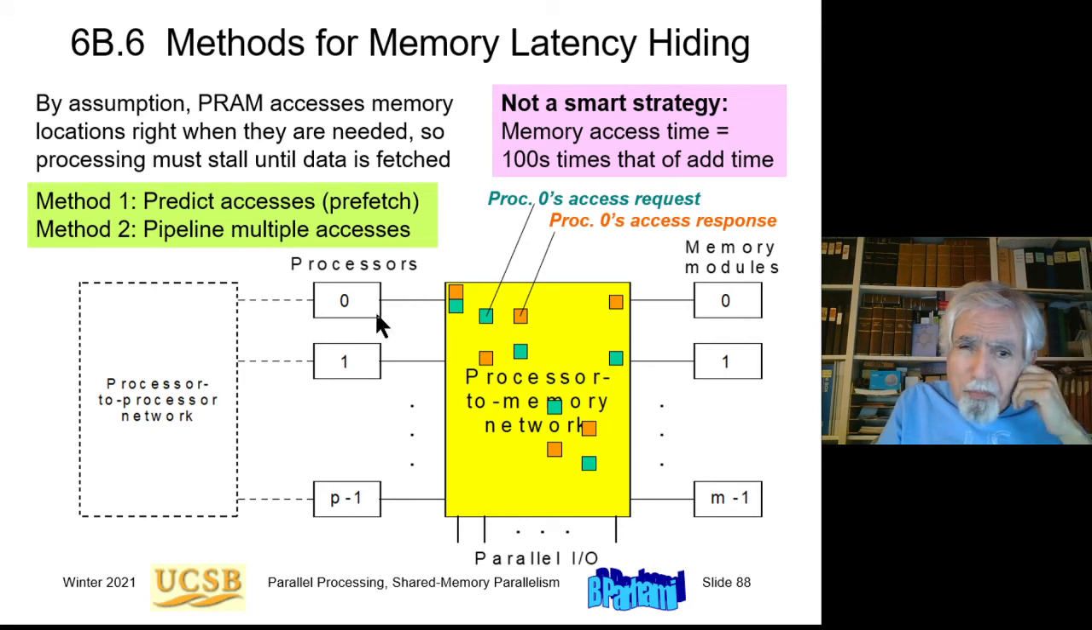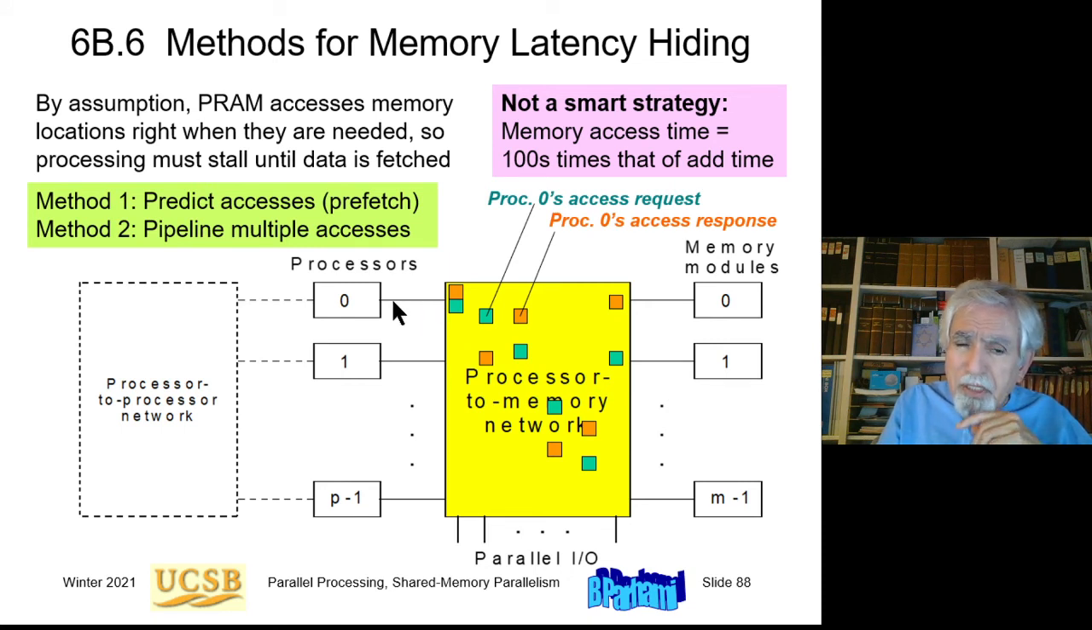It's just too long. Now, fortunately, we can pipeline memory accesses. And here I've shown processor zero's access requests, these green boxes. So processor 0 sent this request, then this request, then this request to different memory modules, and they're flowing through the network because they're going to different modules that are at different places in the network. And then eventually the results start flowing back, and these orange boxes are the results.